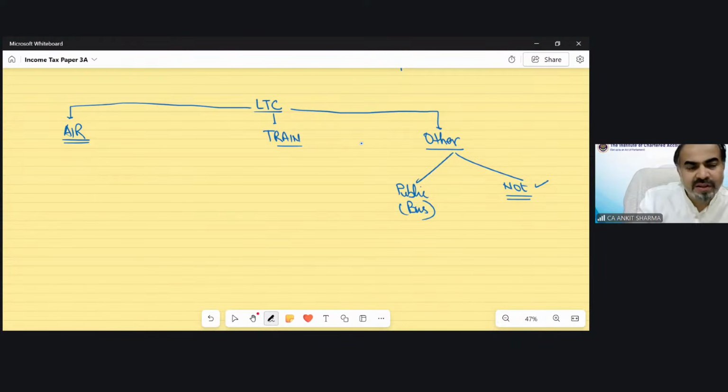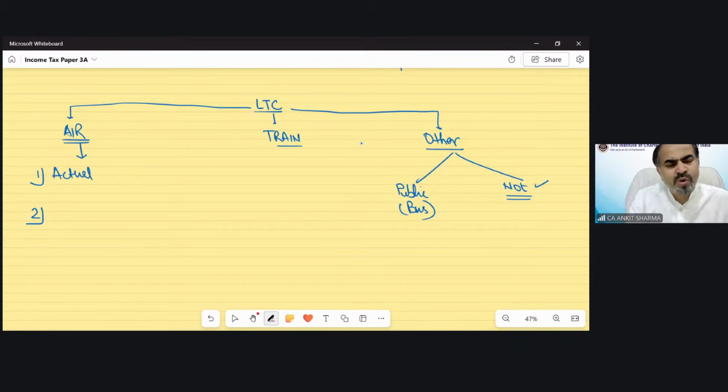So first of all, the aircraft. If the journey has been performed by the aircraft, then you have to find out the exempted amount of that perquisite with the help of the following 2 points. You have to find out these two values, and the lower is going to be exempted. The first one is the actual amount spent. That would be given in the question. You just need to remember these 2 points. Both pieces of information would be in the question. You just need to exempt the lower of it.